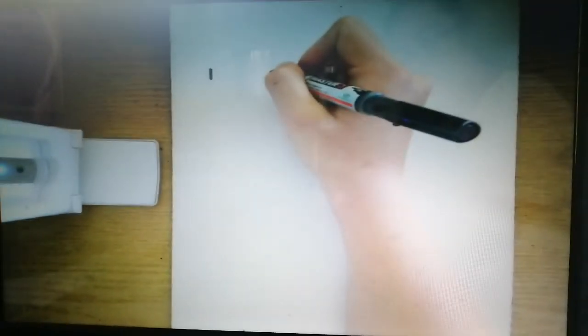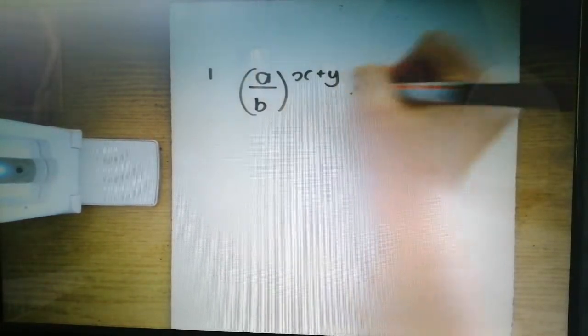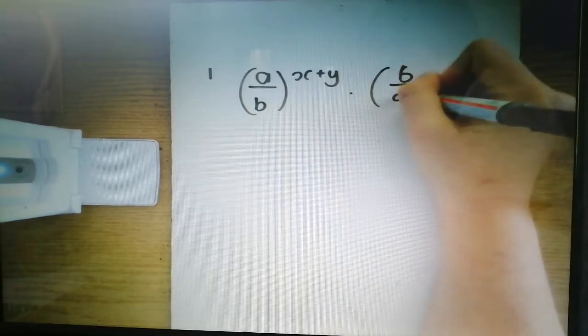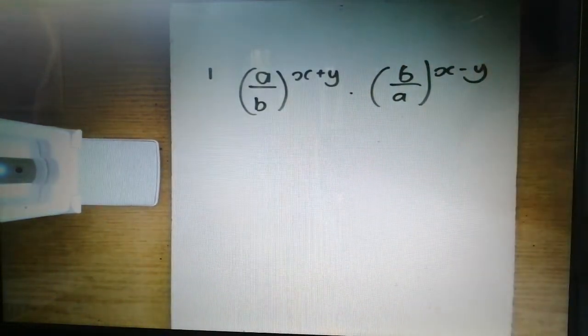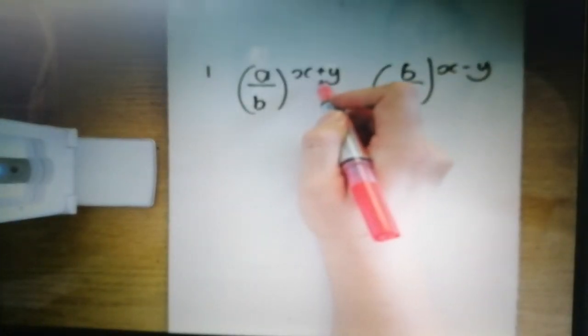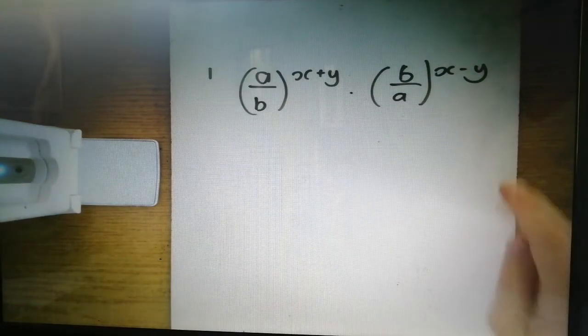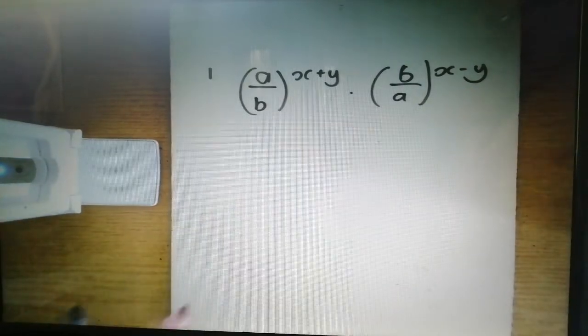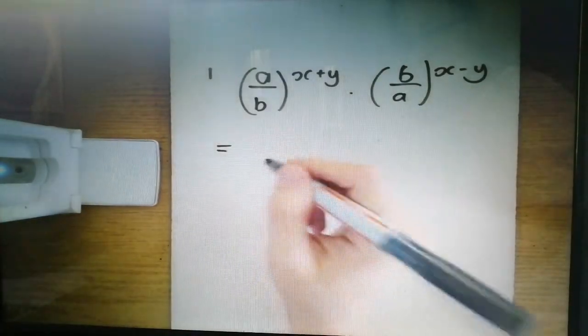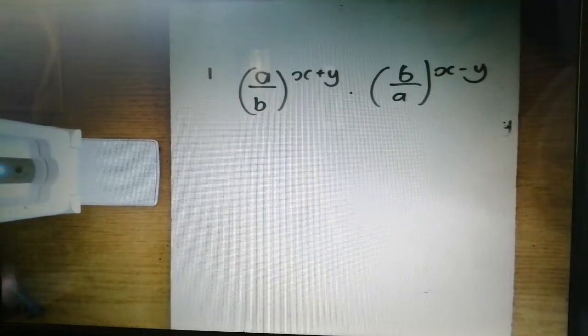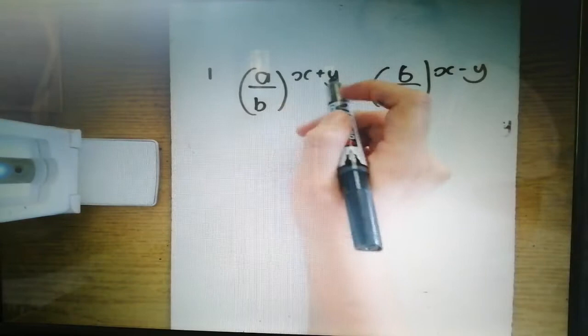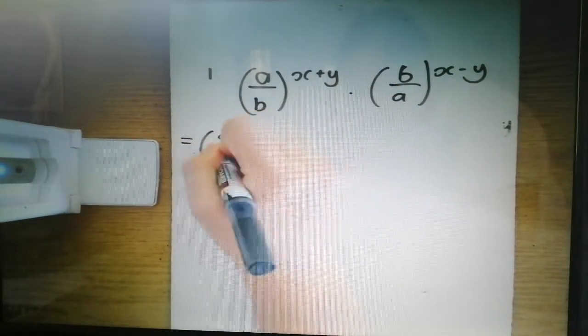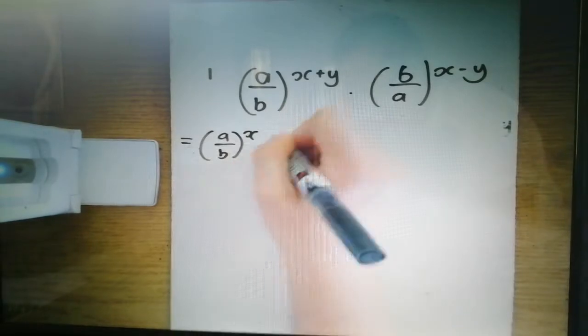But for 1, I've got a over b to the power of x plus y times b over a to the power of x minus y. And just before this, we saw, how do we work? This is law 1 of exponents. If I'm adding, that means I must have multiplied like bases. Okay? So how can I rewrite this? I'm reversing law 1. So they had the same base, and I was multiplying them.